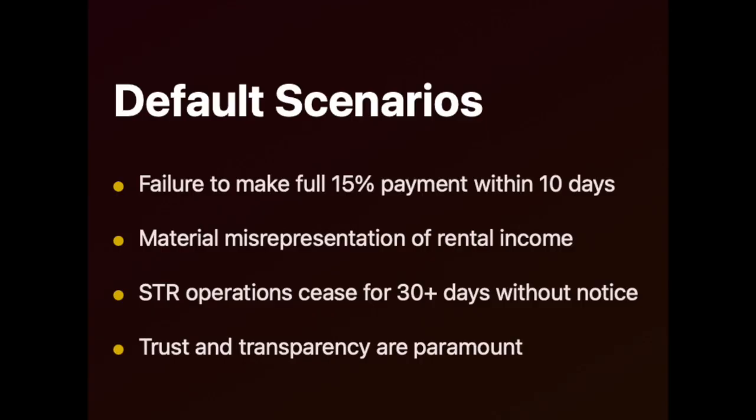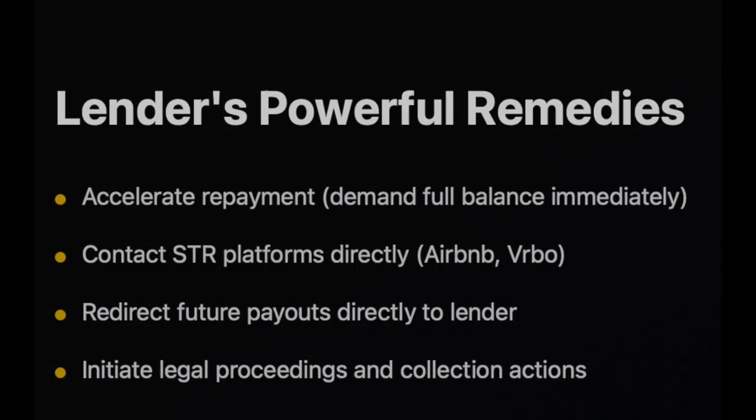That's a big one. Absolutely. Trust is paramount here. And another key default trigger is if the short-term rental operations actually cease or are interrupted for more than 30 consecutive days without giving prior written notice to the assignee. That last one, that could be a big deal in a dynamic market. Unexpected major repairs, new local regulations shutting things down temporarily. Yeah, life happens. So if one of those defaults does occur, what power does the lender, the assignee, actually have?